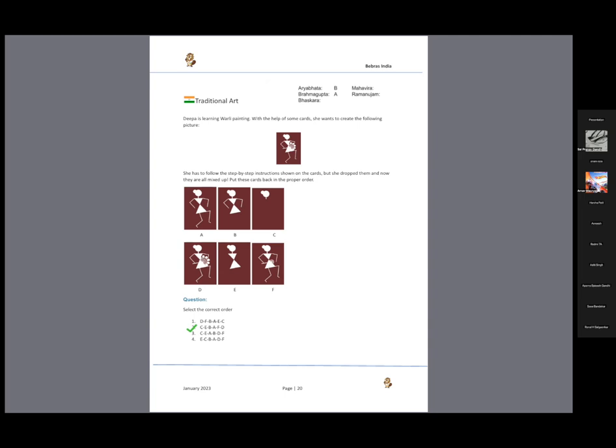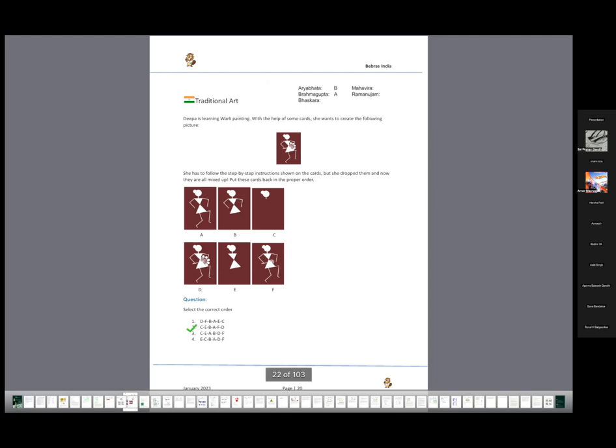Okay, so in this question, a person is learning Varli painting, and with the help of some cards, she wants to create this painting. But she dropped the step-by-step instructions shown on the cards, which were these. These were the 6 cards, and their order has gotten jumbled up. So the question is to give the correct order in which these should be.